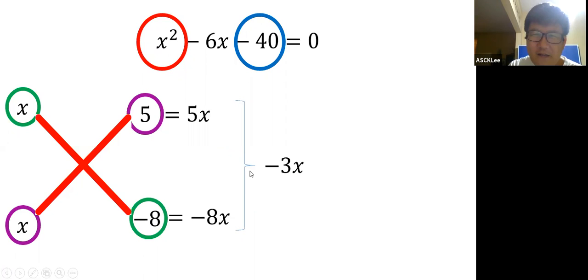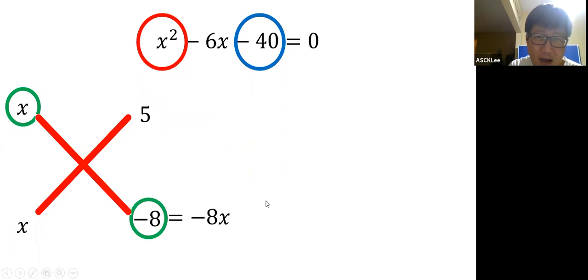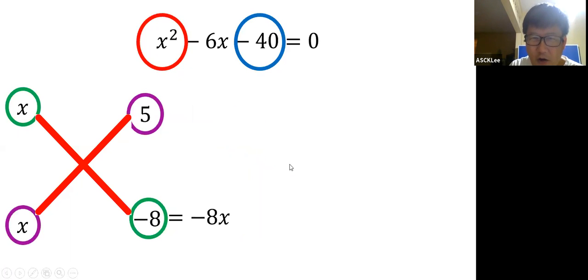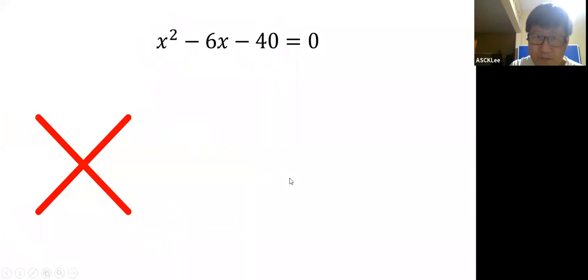This question looks more tricky than it seems. We tried once and got minus 18x, which didn't match. We tried another time and got minus 3x, and it doesn't match again, and we are going for a third time. Back to the drawing board for the third time.